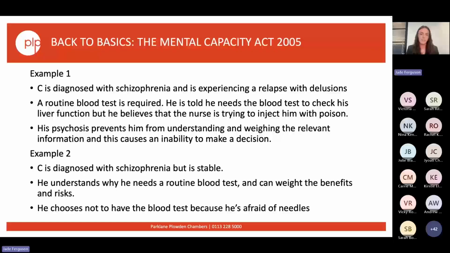So although this person has an impairment, the schizophrenia, that impairment is not directly causing their inability to understand, retain, weigh, communicate. Their refusal is actually based on doing all those things, weighing up the considerations and just deciding actually my fear of needles is getting in the way of this. So it looks like this is a capacious decision, even if you and I might consider it to be an unwise one. And the Act is very clear, and we'll come on to this, that just because somebody makes an unwise decision doesn't mean that they necessarily lack capacity.